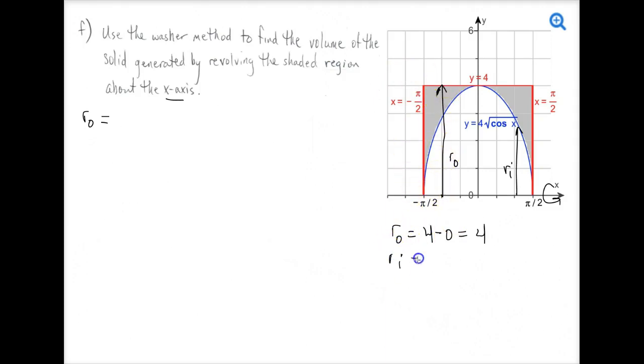For the inner radius, we know that the inner radius is going to be from the x-axis to the height of this function here. So that would be 4 times square root of cosine x minus where the x-axis is, which is 0, which just gives you this.